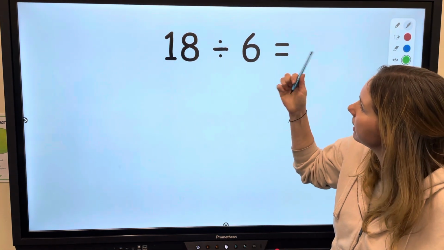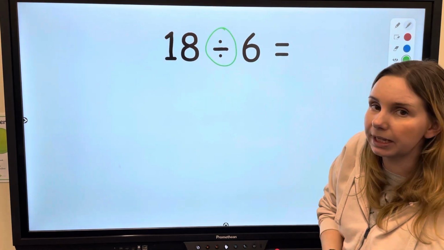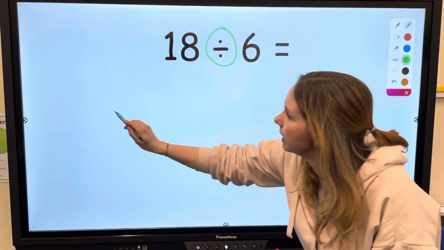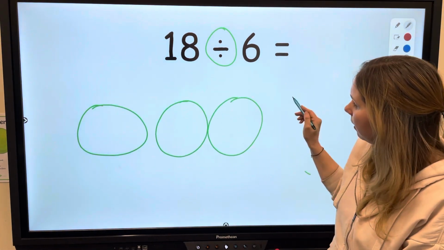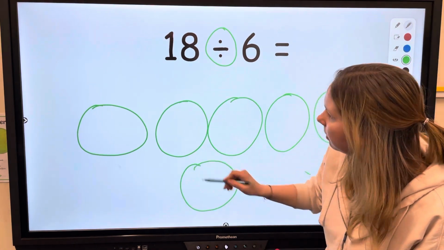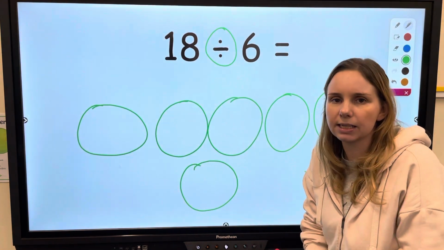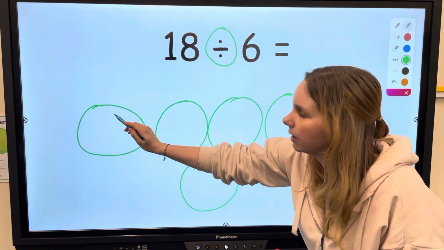18 divided by 6. So another word for divide is shared by 6. So again, I'm not too confident counting in 6s. 1, 2, 3, 4, 5, 6 groups. What are you going to do next? Have a go at home. See if you get the same answer. Pause me. Let's have a look.